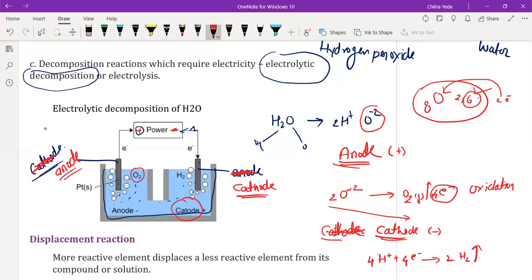So here, decomposition of the water molecule takes place, where H2O breaks down to form hydrogen gas and oxygen gas. In order to balance, we have to multiply by 2 here and by 2 here. Now the reaction is balanced. Here again, decomposition of water takes place with the help of electricity. That's why it is called an electrolytic decomposition reaction.